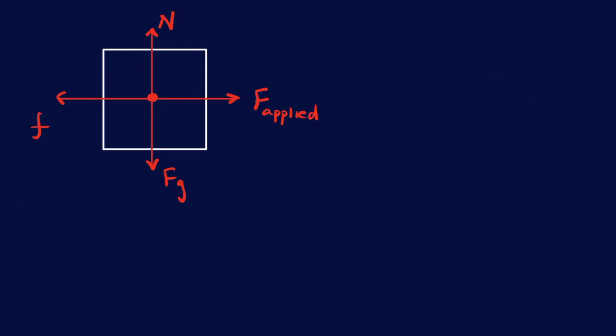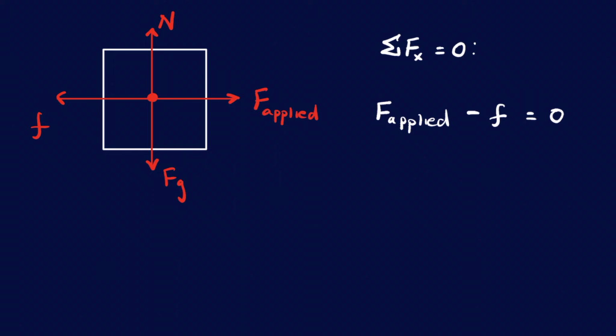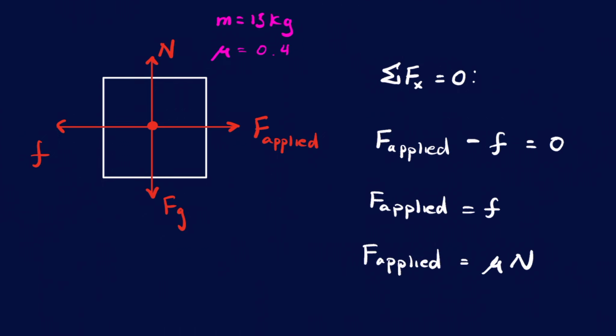So now if we create some equilibrium equations, we should be able to solve for the applied force that is needed to move the object along the surface. So for the equilibrium equation in the x direction, in the positive x, we have the applied force. And then in the negative direction, we have the friction force. So if we solve for the applied force, which is what we're trying to find, we'll find that the applied force just equals the friction force. And this is because in order to move the box, the friction force needs to be overcome by the applied force. So now we know that the applied force equals the friction coefficient, which is 0.4, multiplied by the normal force.